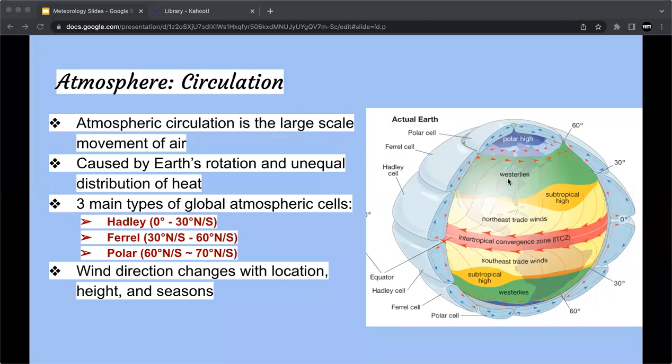Wind will blow from high pressure to low pressure. You can observe these wind cells if you want. I won't really cover them too much in detail.